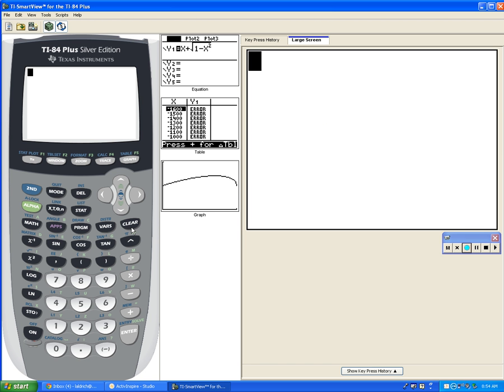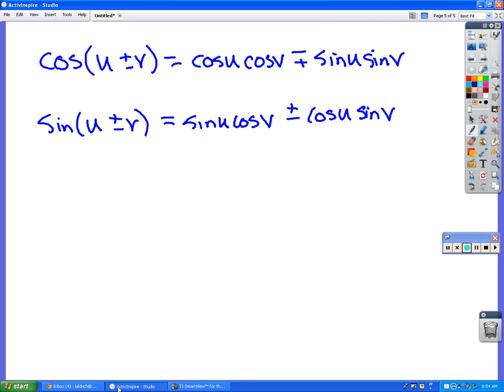Can we go back, please? So for sine, you add and add, subtract and subtract. Yeah, the addition signs are both on top and the subtractions are both on top.